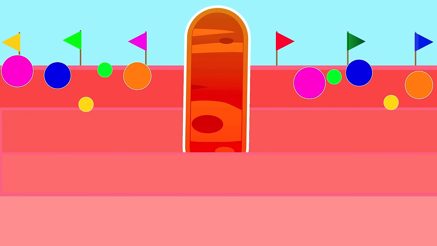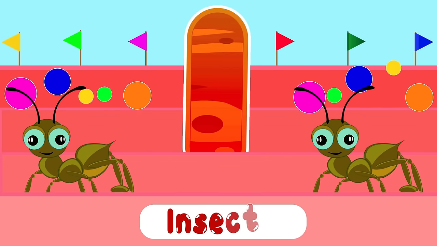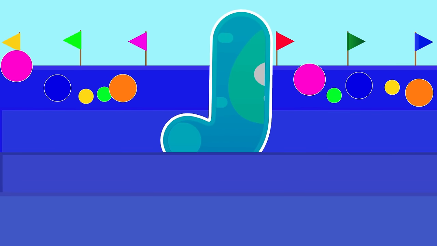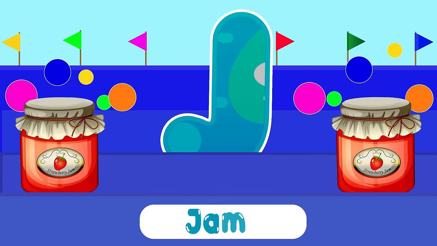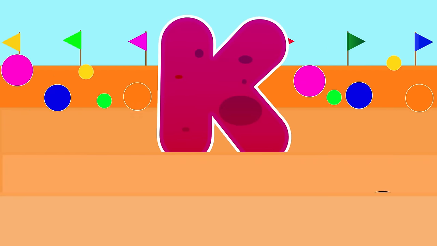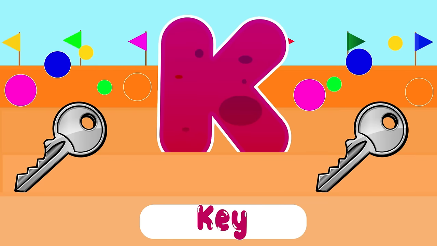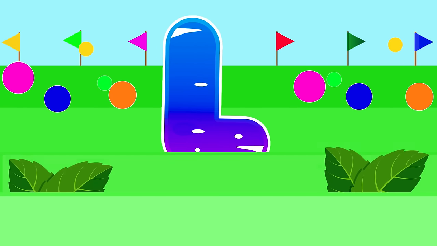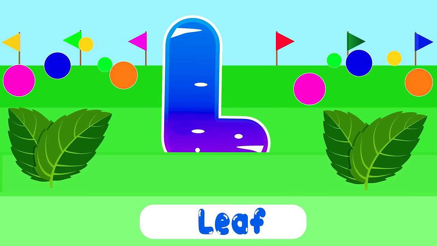I, eye. Insect. I is for insect. J, jam. J is for jam. K, key. K is for key. L for leaf. L is for leaf.